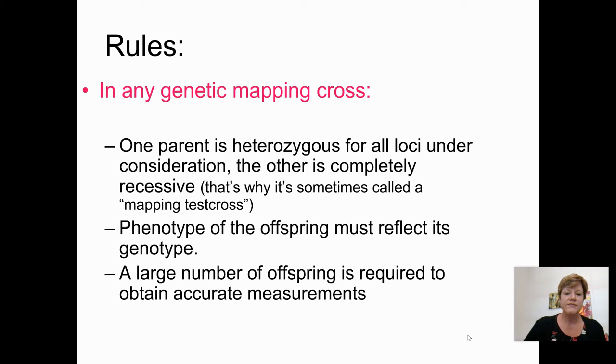And then you have to have a large number of offspring in order to get the most accurate estimates of the distance measurements. And this is why humans, we have tried to calculate genetic distances between genes in humans, but it's hard to get enough data for obvious reasons.